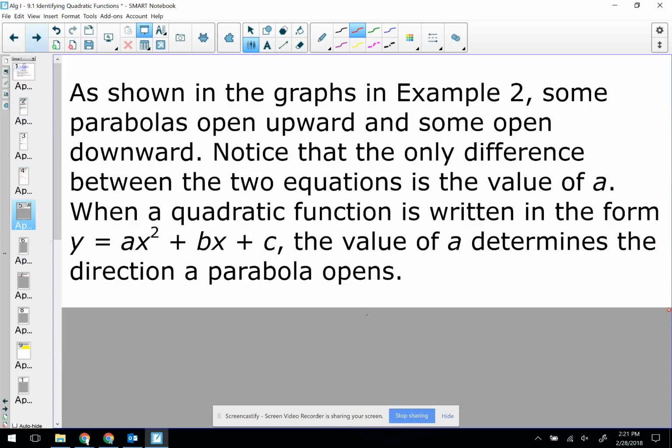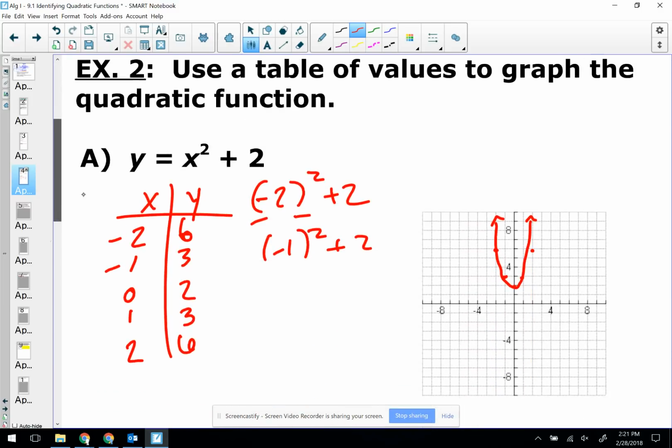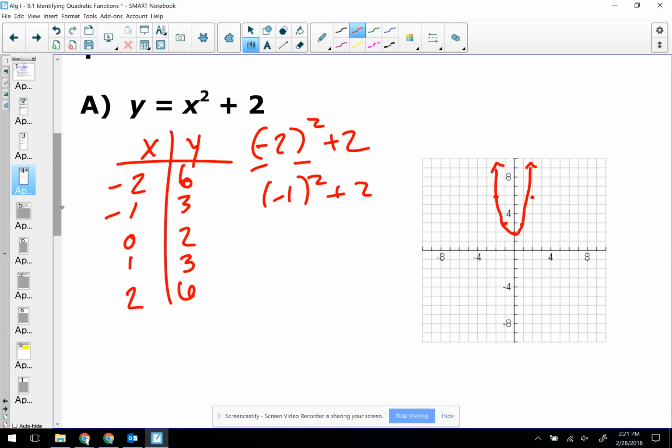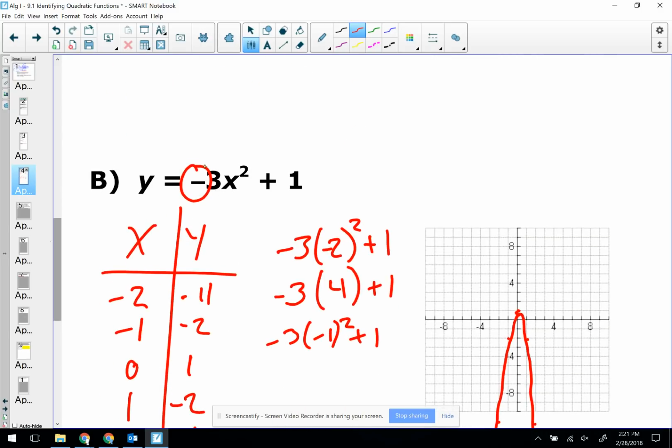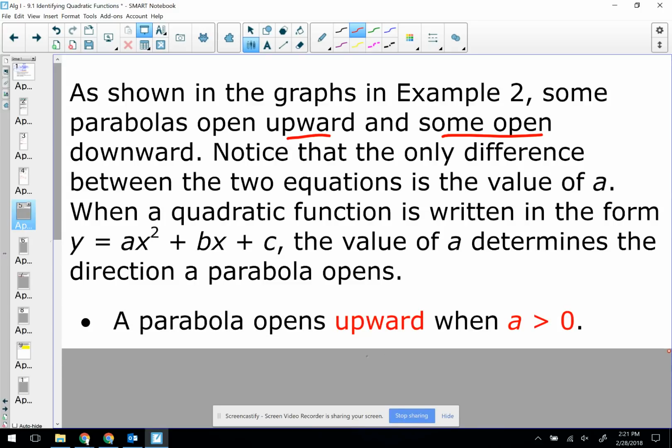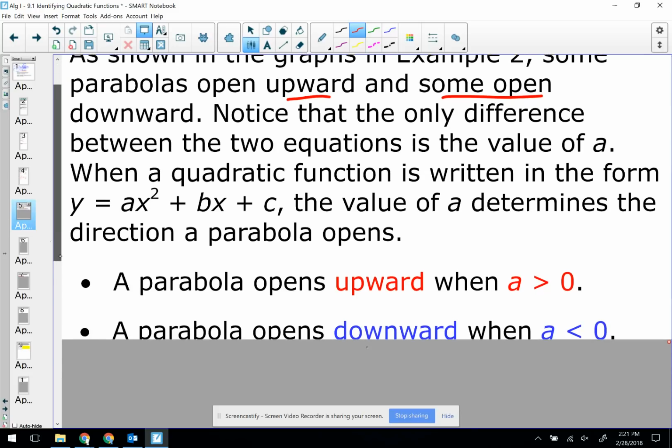Okay, as shown in the graphs of example 2, some parabolas open upward or downward. Some open upward, some open downward. Notice that the only difference between the two equations is the value of A. Let's jump back to that. A is our first term. So look how A is positive there, A is negative there. Notice the only difference is the value of A. Okay, so the A determines whether it opens up or down.